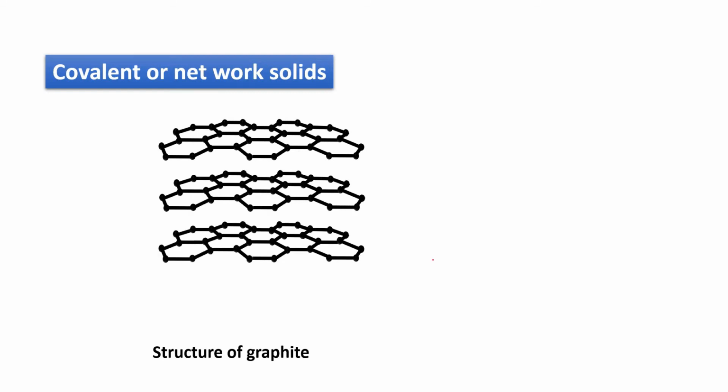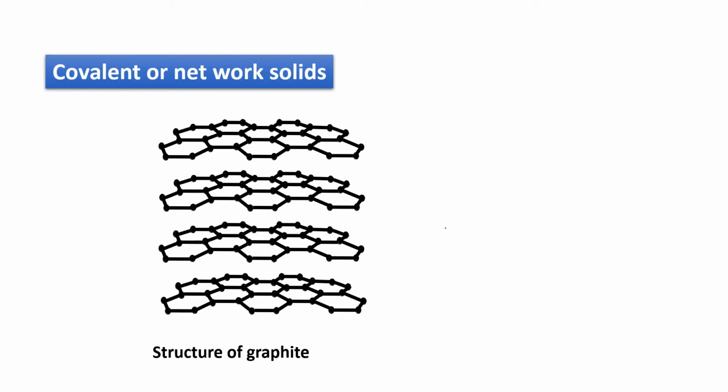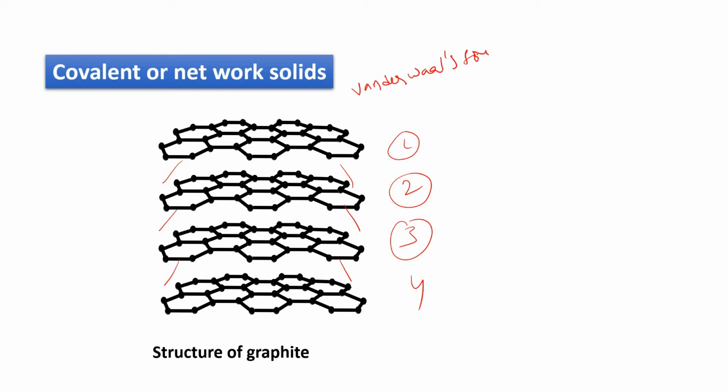You observe here, this is the structure of graphite. There is the first layer, second layer, third layer, fourth layer. Now between these two layers, some force of attraction is present. That force of attraction we are calling van der Waals forces. Now these are very weak forces.